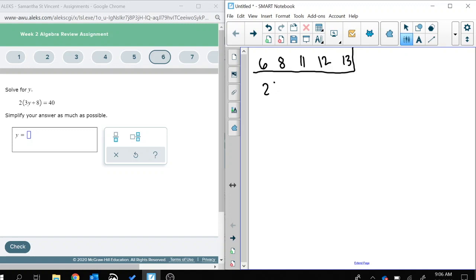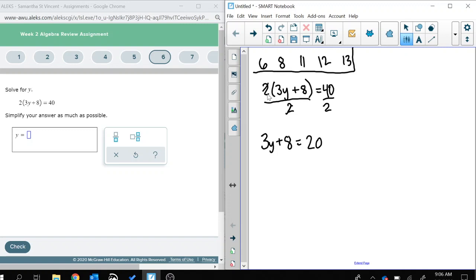So we have 2 parentheses times 3y plus 8 equals 40. Now, some of you, your first step is going to be to distribute the 2. What I look for is, can I divide 40 by this number over here? Because if I can, then that's going to be fewer steps than distributing. So I'm going to divide both of these sides by 2 because 40 is divisible by 2. Then those go away and I'm left with 3y plus 8 equals 20.